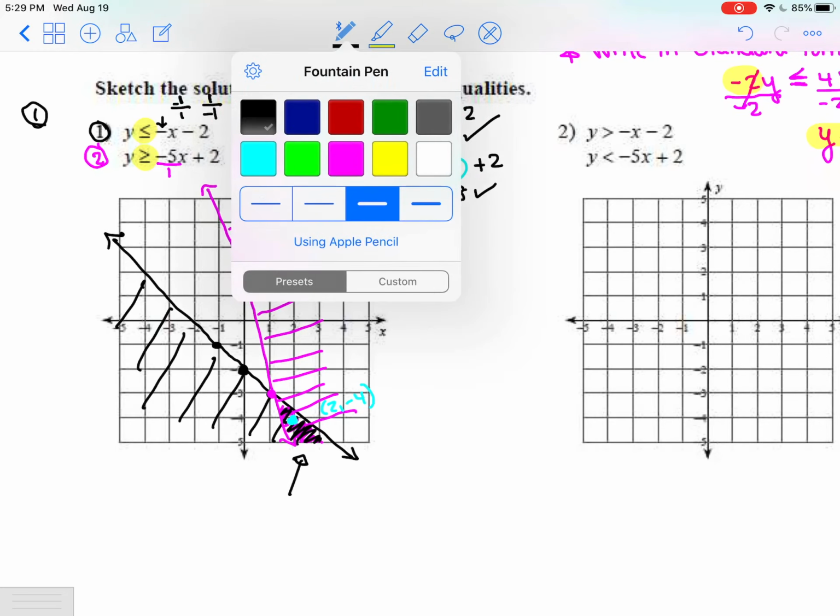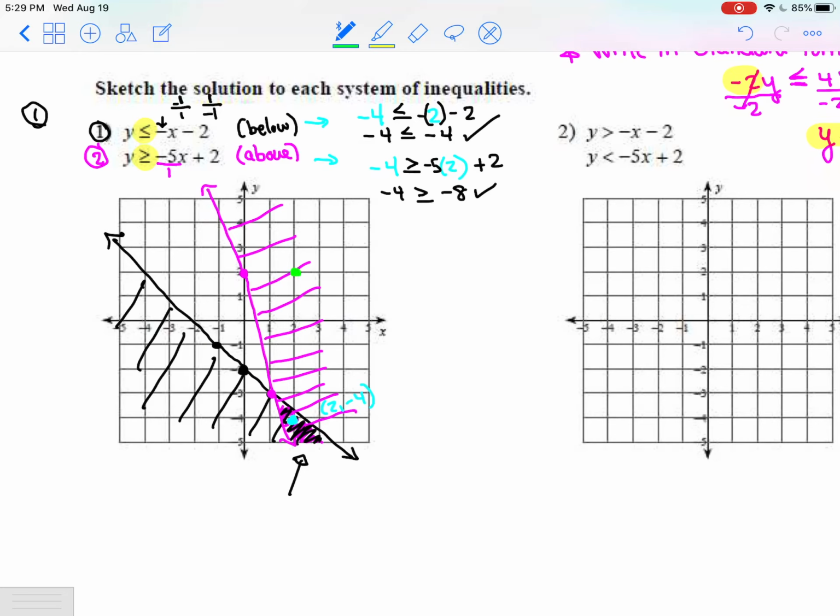Now I want to bring up a point here. If we chose something over here, let's say, and we tried to plug this point in, so this would be at 2, 2. When we plug this into equation number 2, it would work, and we can see that because the coordinate 2, 2 is in the shaded region for equation number 2, but it is not in the shaded region for equation number 1. So when we plugged in that coordinate for equation 1, it would not work.